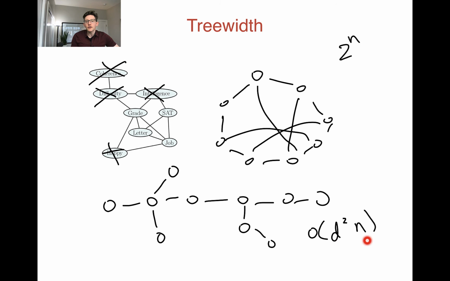So trees have tree width 1. Or tree width 2. There are different definitions based on if you calculate the size of the factor before or after you sum out the variable. But that's not too important. The point being that this concept of trees generalizes to things that aren't exactly trees.